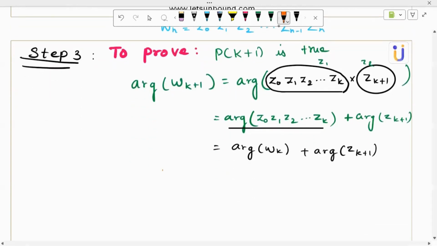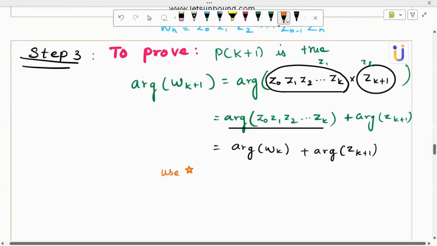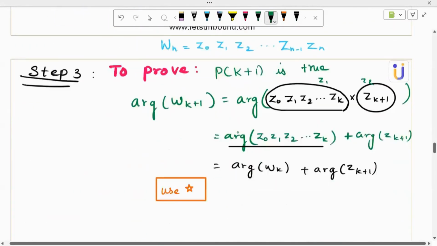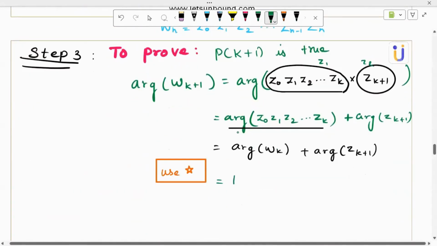You can use the star here. It's not a proven fact, we assume this. Argument of Wk can be written as tan inverse k plus 1. So you can replace that here: tan inverse k plus 1. Good. And what is the argument of Zk plus 1? We don't have anything to substitute. We have to solve that part.